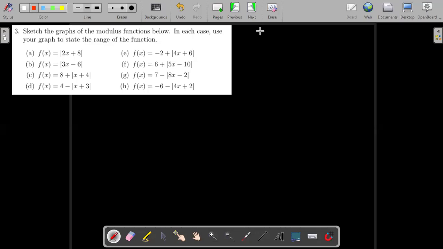Right, in this class, we look at sketching graphs of modulus functions, and the questions are given below. In each case, use a graph to state the range of the function. But for you to state the range of the function, you have to sketch the graph. So when it comes to sketching graphs of modulus functions, it first suffices to understand what the modulus is.